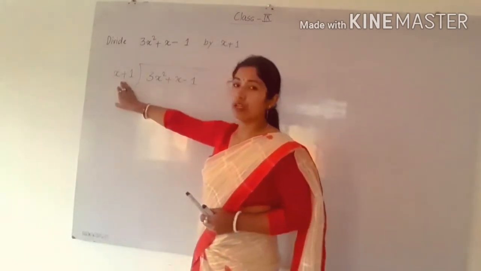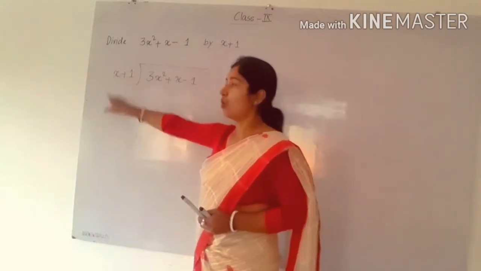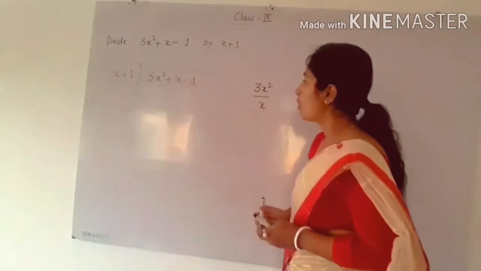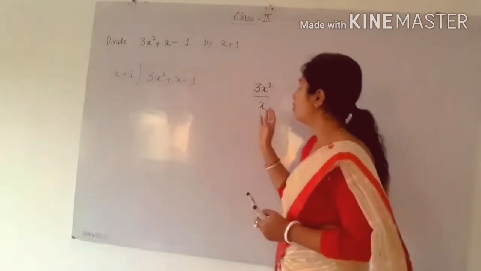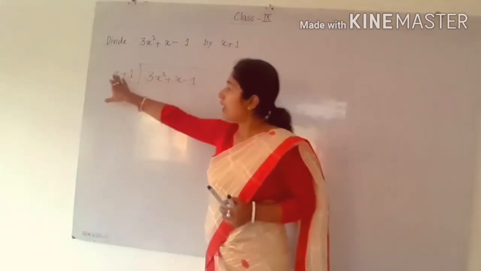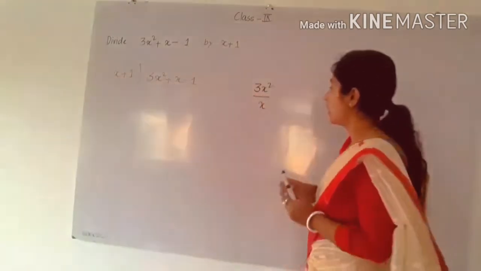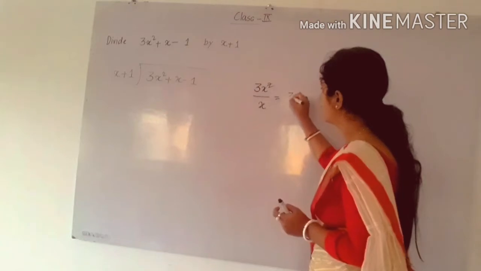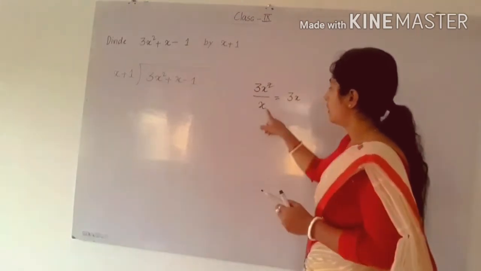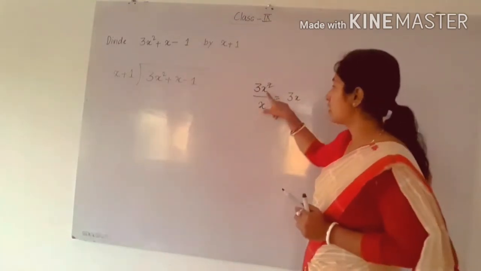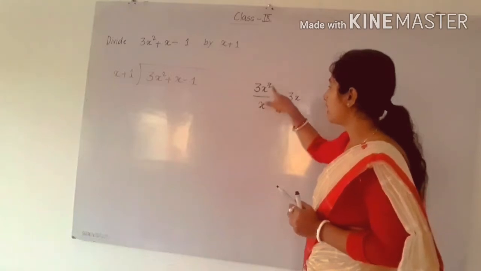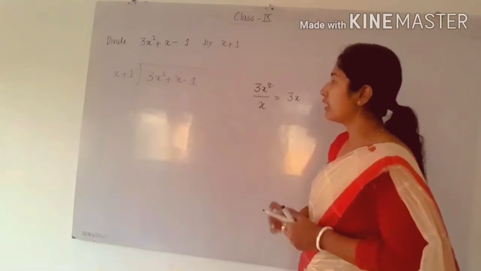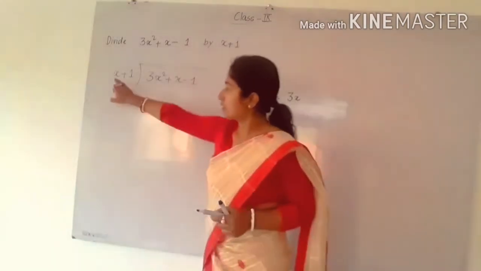The divisor is x plus 1. Our first term is x, so write x in the denominator. What do we have to check? We have to divide 3x square by x. By cancelling, you will get 3x. Here only one x is present, and here two x's are present, so one will get cancelled, and you will get 3x.